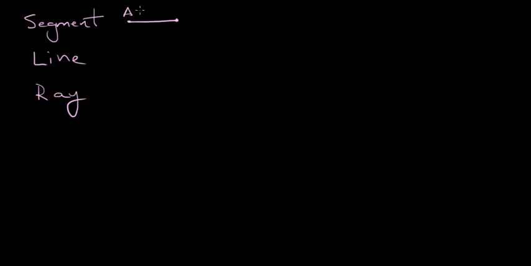Let me show you how we designate things in geometry. First of all, segment, and then line, and then ray. A segment, for example, going between point A and point B, I would show like this. That means segment AB.